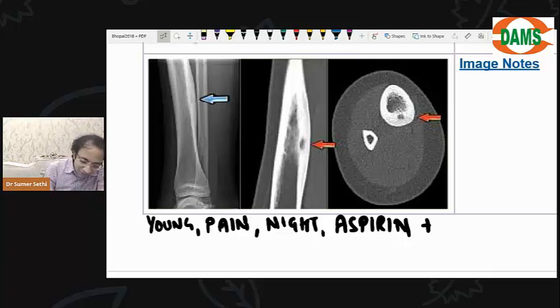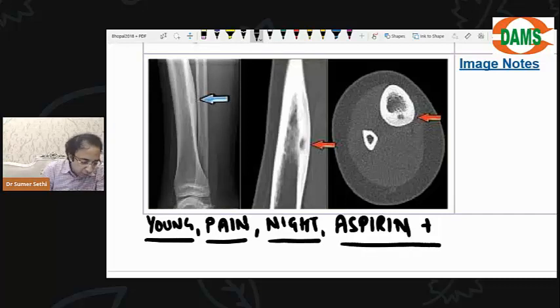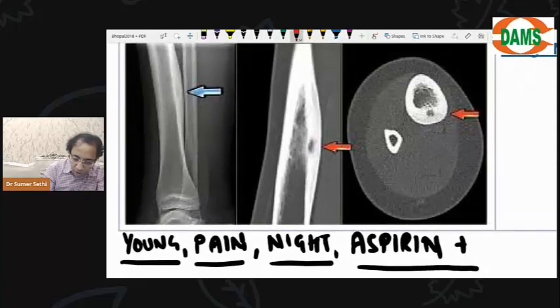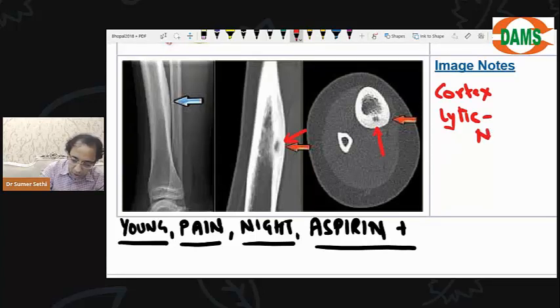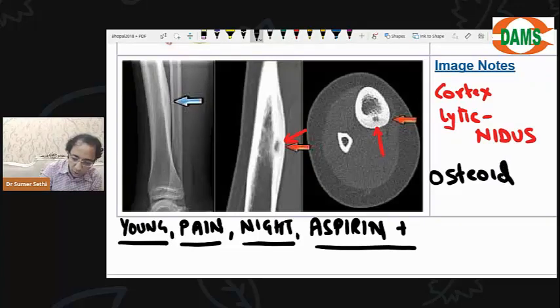So, young patient, pain in the leg, night, relieved by aspirin. Tell me now, what do you see? You can see in the cortex of the bone a small, well-defined lytic area. This lytic area is called the nidus. Can you see there is thickening of the cortex with a small lytic lesion, that is called a nidus. This is a benign osteoid-producing tumor. That is why the cortex is thickened. So we say osteoid osteoma.